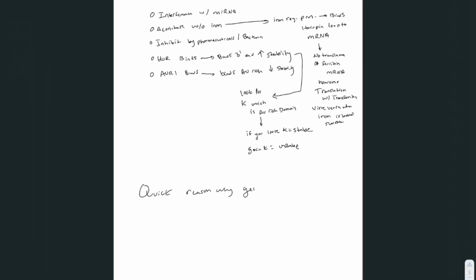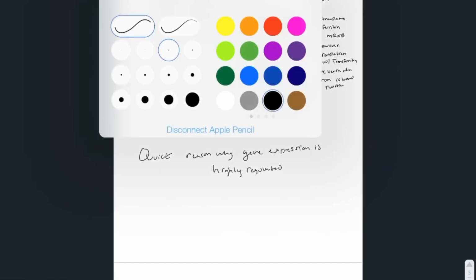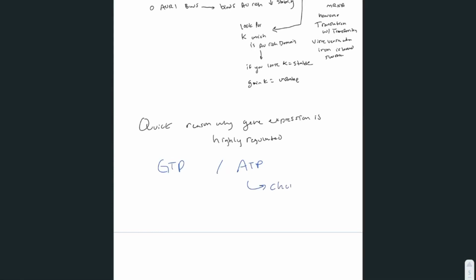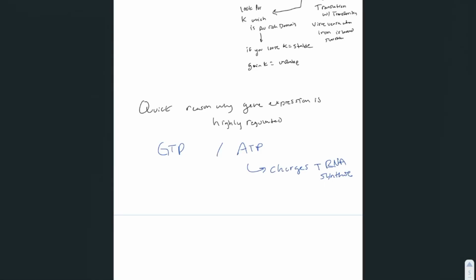I want to talk about a quick reason why gene expression is highly regulated. The reason why it's highly regulated is you have GTP and ATP. Now, ATP itself can charge tRNA. Remember that little charging station? tRNA can get charged with the amino acid, and tRNA synthetase needs this in order to do its stuff.